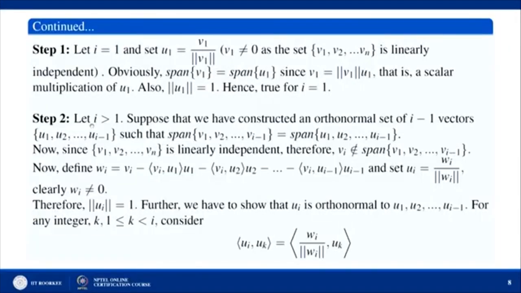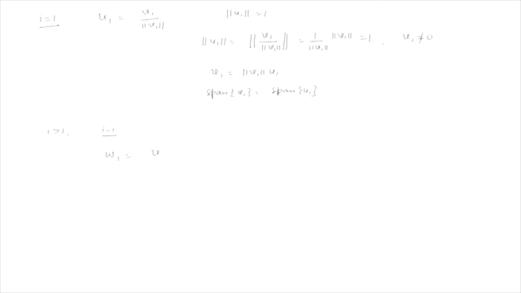Now we define Wi like this. We define Wi as Vi minus the inner product of Vi with U1 times U1, minus the inner product of Vi with U2 times U2, and so on, up to the inner product of Vi with Ui minus 1 times Ui minus 1, because we are considering i minus 1 U's. So we ourselves have constructed a Wi satisfying this expression. Now we set Ui as Wi upon the norm of Wi. Again the norm of Ui is equal to 1, that is easy to verify.